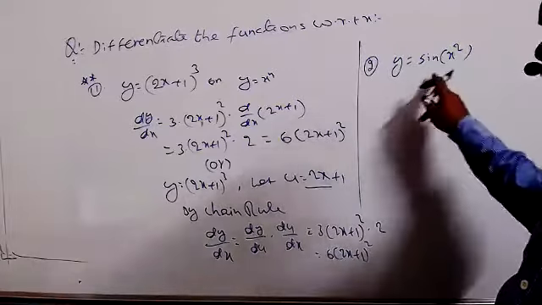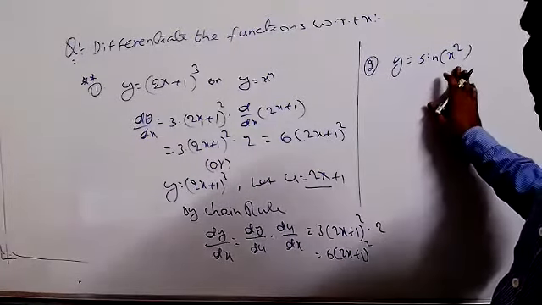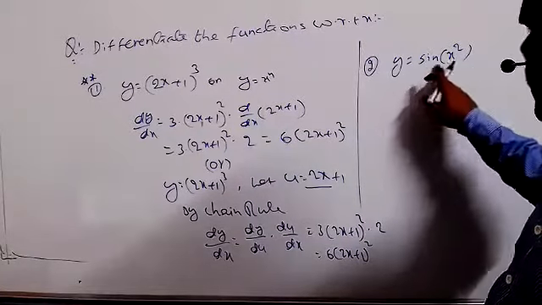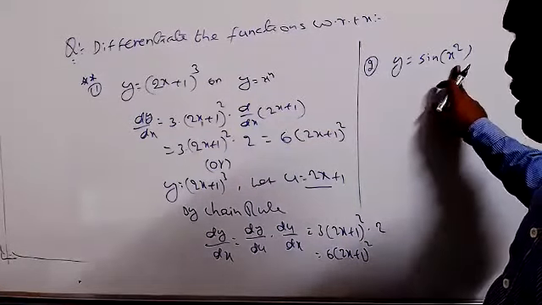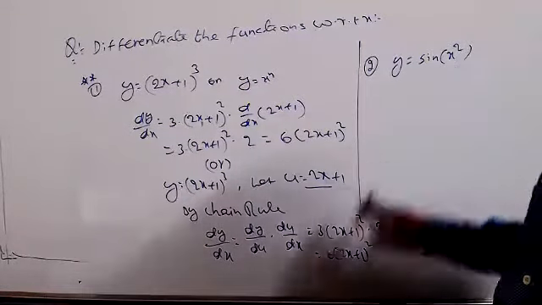Now this you can solve by using chain rule, but if we do the differentiation directly, it's very easy. Differentiation of sin x is cos x, into x square means 2x. So 2x into cos x square is the answer.